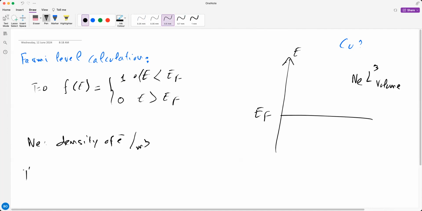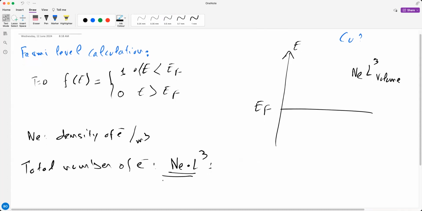So what is the total number of electrons in this volume? The total number of electrons in this volume is just Ne times L cubed. Do you agree? Are you following? Yes, Professor. So if I give you the density of electrons, which is the number of electrons per cubic meter, and I give you the volume, and I ask you to calculate the total number of electrons, it's obvious the total number of electrons is Ne times L cubed.